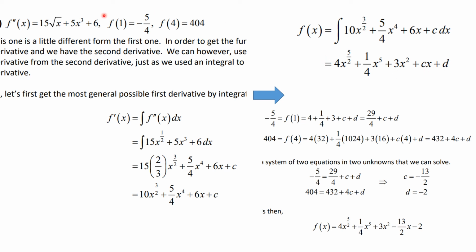But now I'm going to look at these two conditions. When I put 1 in for x, I get minus 5 over 4 is equal to, and I do the calculation and I get this. And when I put 4 in, I get 404 is equal to this. So you see I have two equations. There's one, and there's a second. Two equations in two unknowns. I solved them. You know how to do this. We covered that in our review. And so c is minus 13 over 2, and d is minus 2. So I go back and I plug c and d into here, and there is my final answer. Neat, huh?